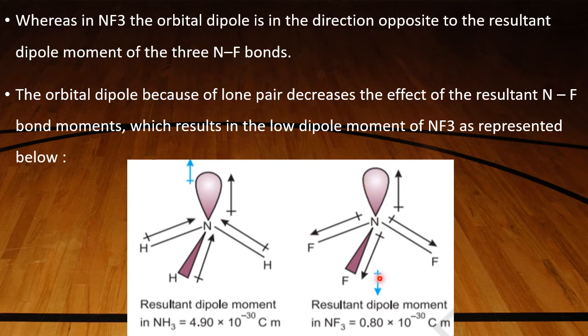The data proves it. Please see: NF3 is 0.8, whereas ammonia is 4, very much more than NF3. It is because here the pull on this side cancels to some extent. Here there is no cancellation, only support. So it is the structure that decides the dipole moment.